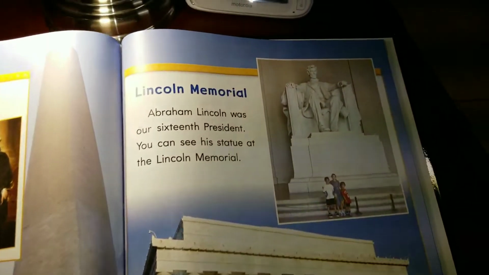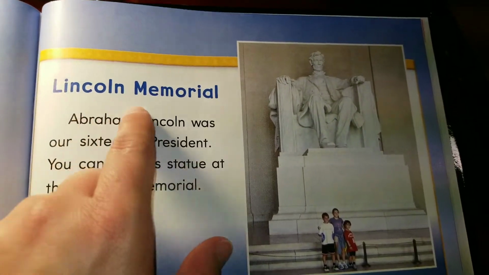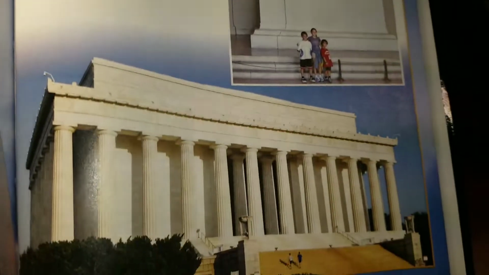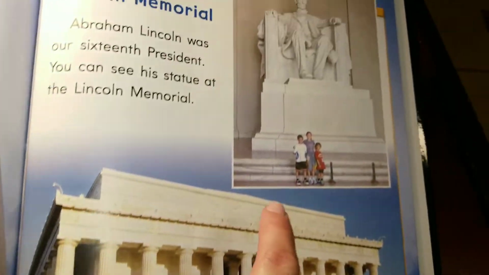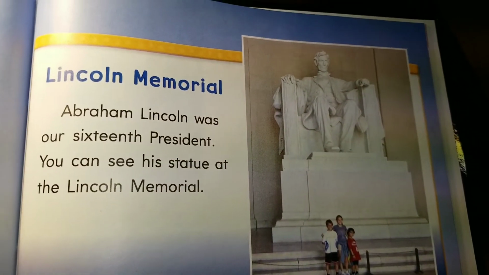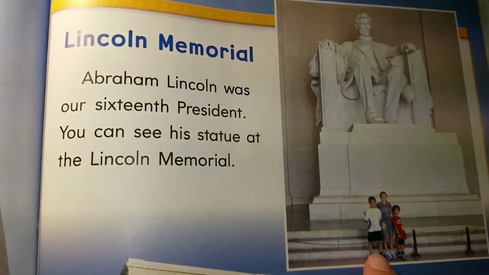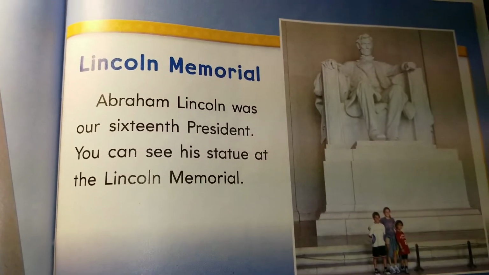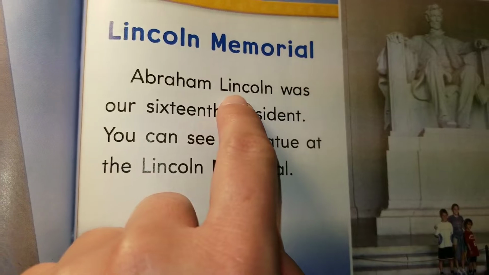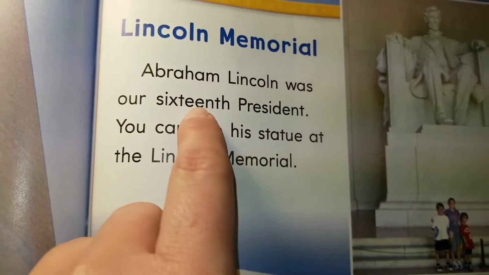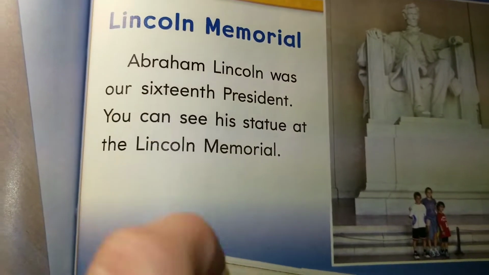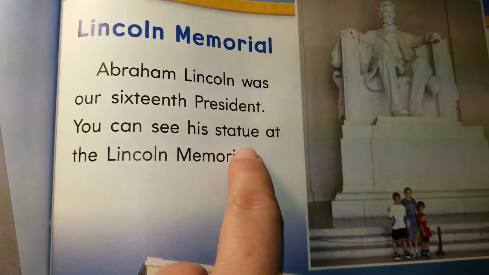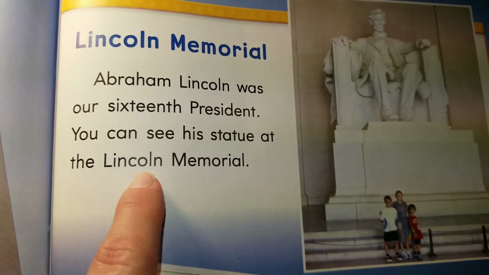Our next symbol is the Lincoln Memorial. So these are landmarks. Inside this landmark, you go up the stairs, and inside you can find the Abraham Lincoln statue. And you can see some kids here who took their picture in front of the statue. And it says Abraham Lincoln was our 16th president. He was president number 16 of the United States. You can see his statue at the Lincoln Memorial.